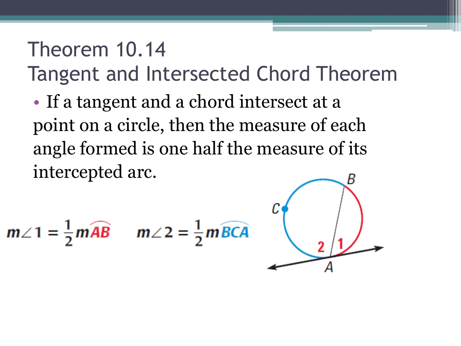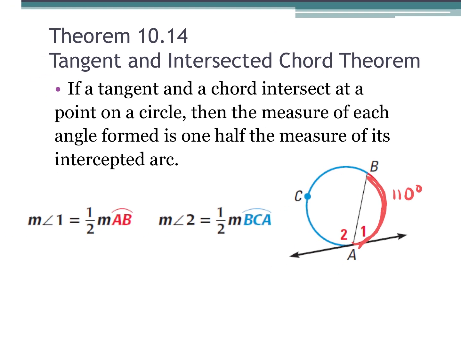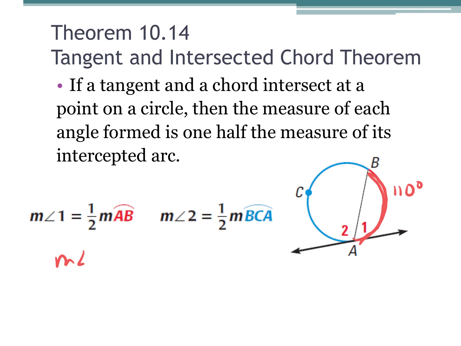So in this particular picture, angle 1 is in red, and its intercepted arc goes from point A all the way around here to point B. Let's say I told you that the measure of arc AB was 110. In order to find angle 1, I need to take half of AB, which was 110, and the measure of angle 1 is going to be 55 degrees.